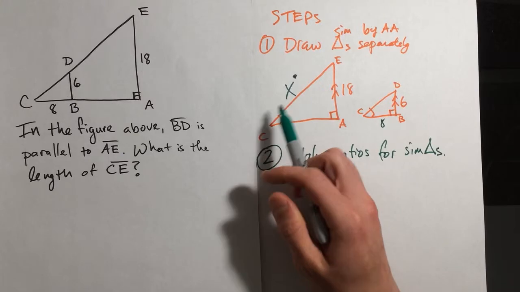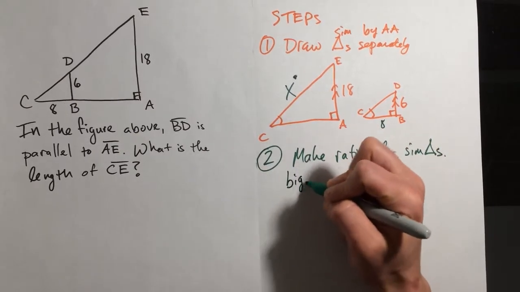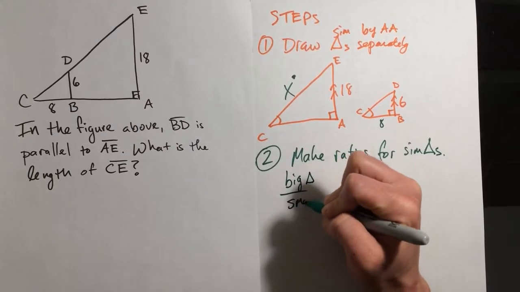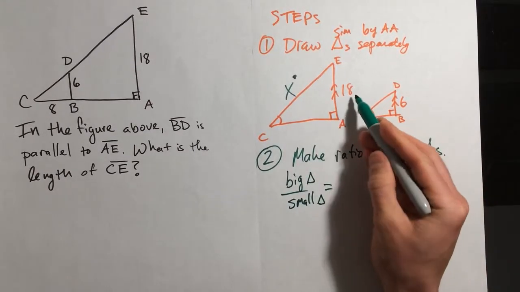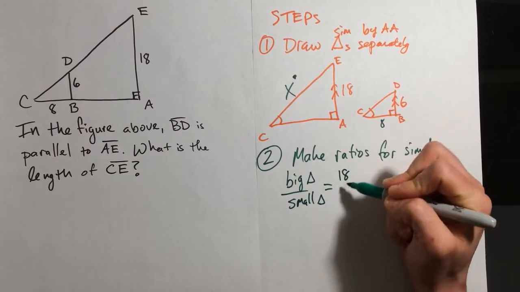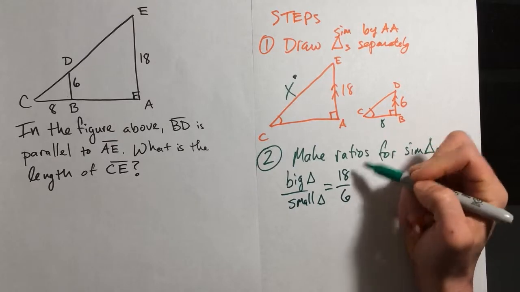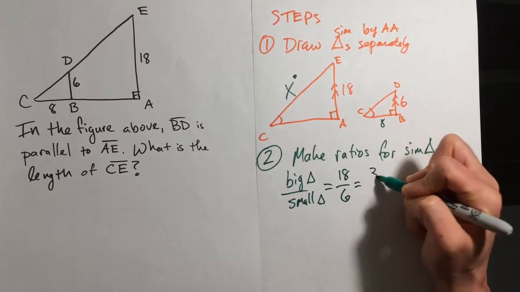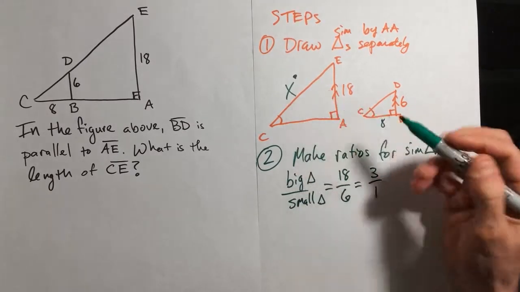Because X, or segment CE, is on the big triangle, we're going to do our ratio big triangle over small triangle, because that's going to help me to get X on top. So let's first deal with this one. Well, our big triangle length is 18. Our small triangle length is 6. So now we've established a 3-to-1 ratio. If we break this down, you can do that first, it makes it easier. And now we need to compare the value of X.